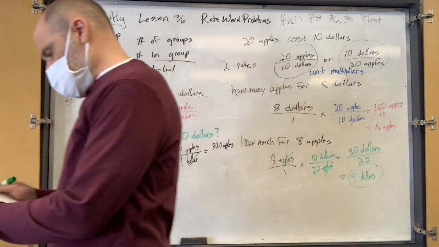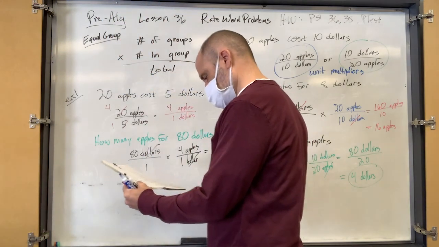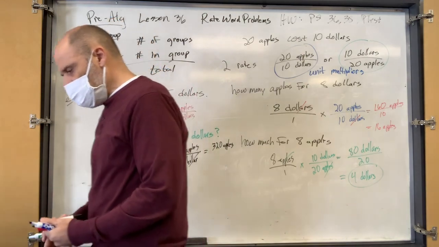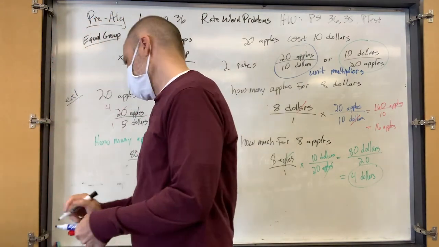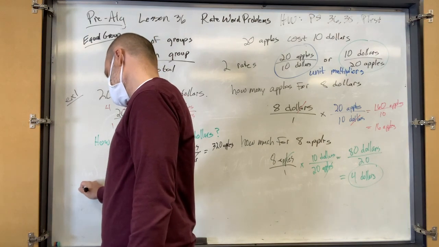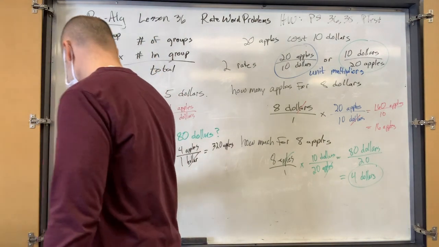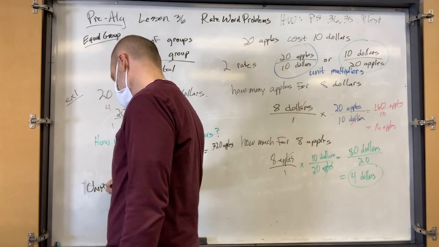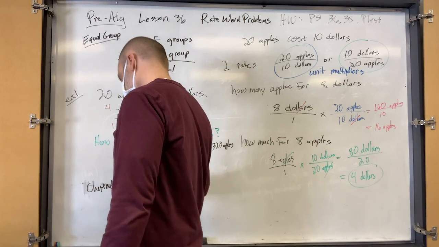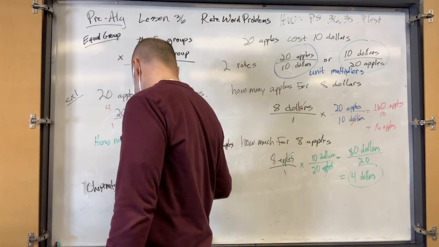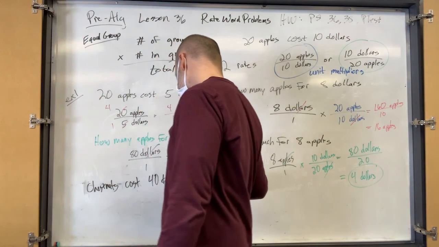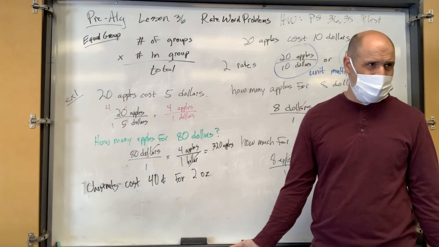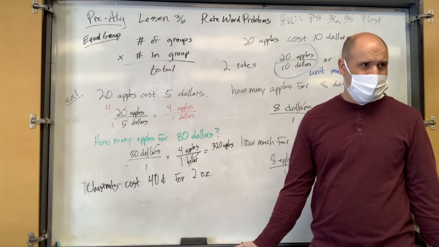All right, what about this? Chestnuts cost 40 cents for 2 ounces. Is there an easier way to say that? 2 ounces per the amount of money. Chestnuts roasting on an open fire. They cost 40 cents for 2 ounces. What's the easier way to say that, Xavier? 40 cents for 2 ounces. 2 ounces for 40 cents.